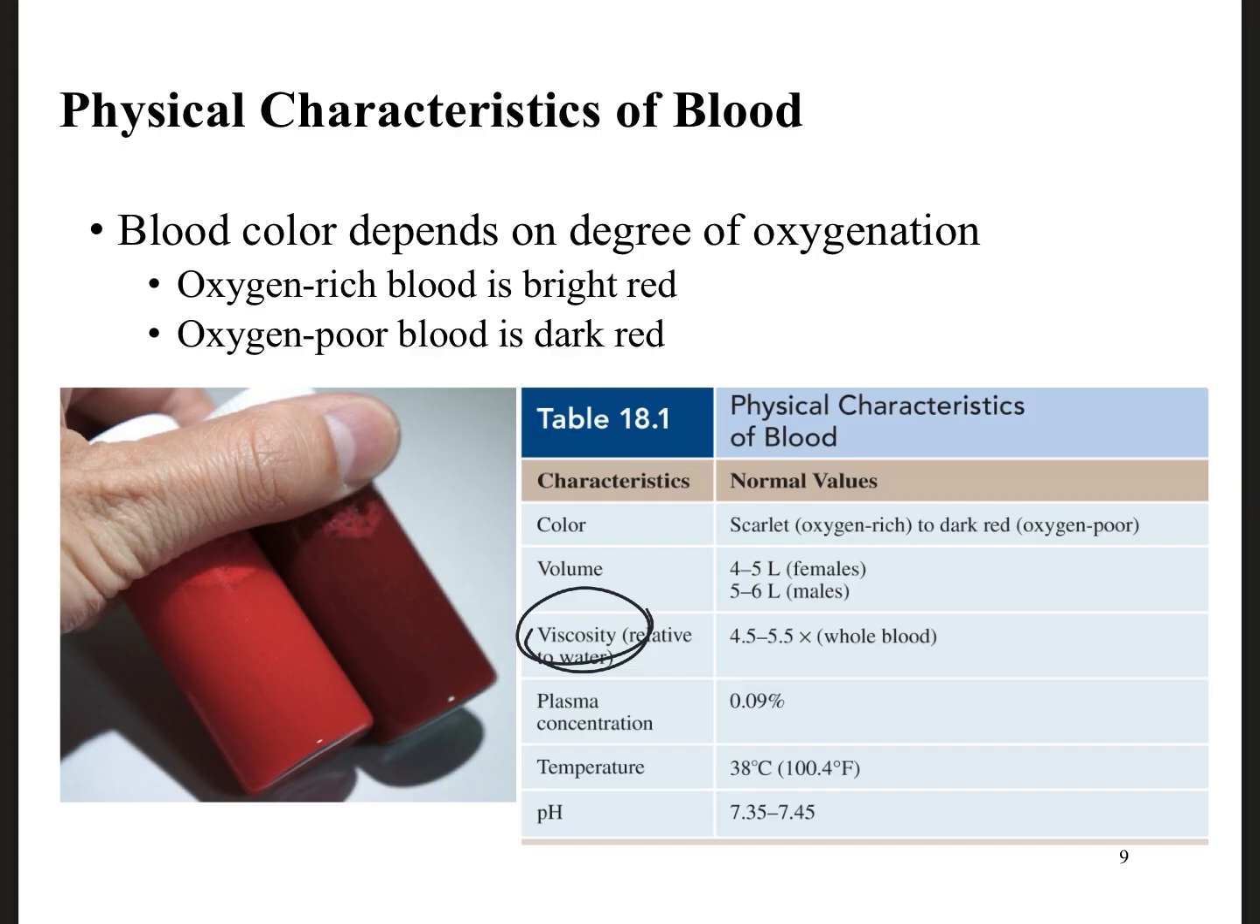Plasma concentration about 0.9%. Temperature is about 38 degrees Celsius, and pH about 7.35 to 7.45. Why is the temperature of blood 38 degrees Celsius, but your body temperature is 98.6 or set at 37 degrees Celsius? Blood's a little warmer because it has to transfer heat to the tissues. So it should be a little bit warmer.